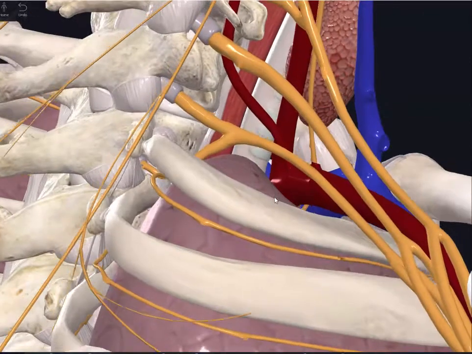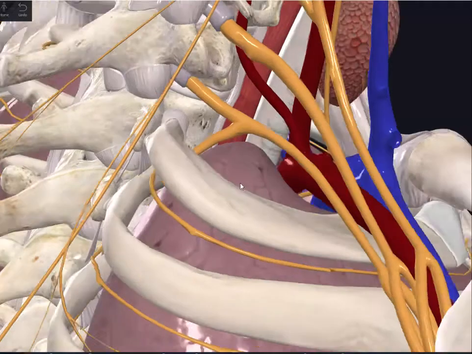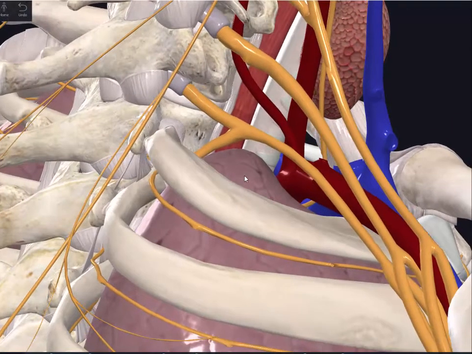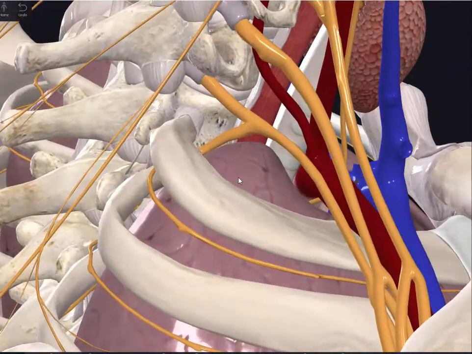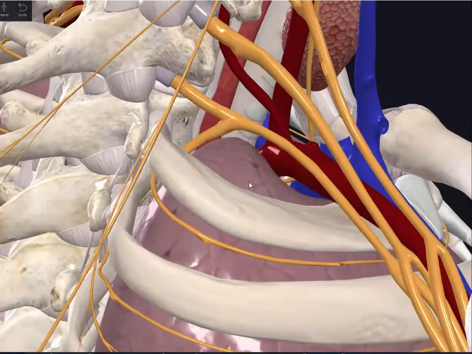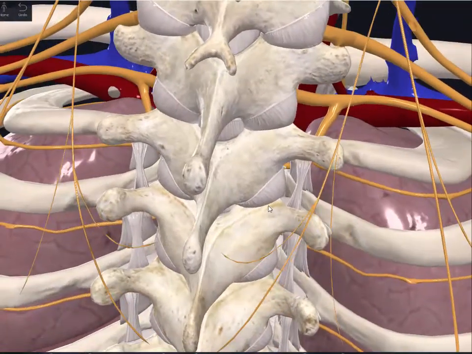Well, the cupula of the lungs will extend above the first rib, or basically, in other words, you can realize here that the apex of the lung and the cupula of the pleura that covers it will project all the way through the superior thoracic aperture and into the root of the neck on both sides.